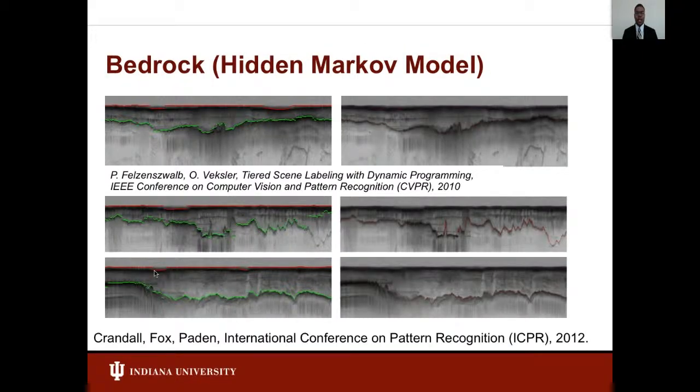This technique is based on a statistical framework called Markov random field models, which allow evidence from both local and global features to be combined into a single probabilistic framework for detecting layer boundaries.